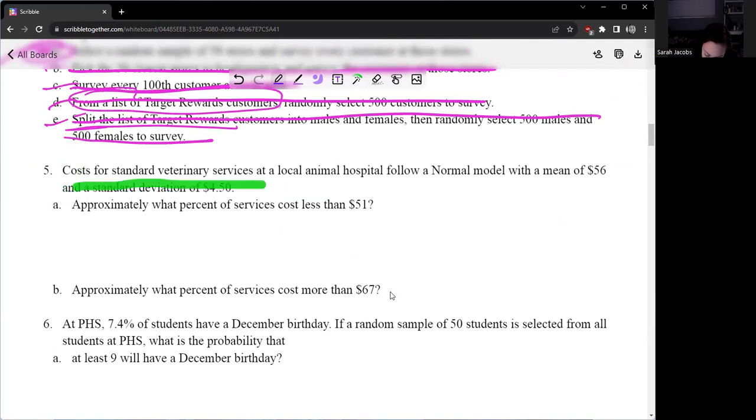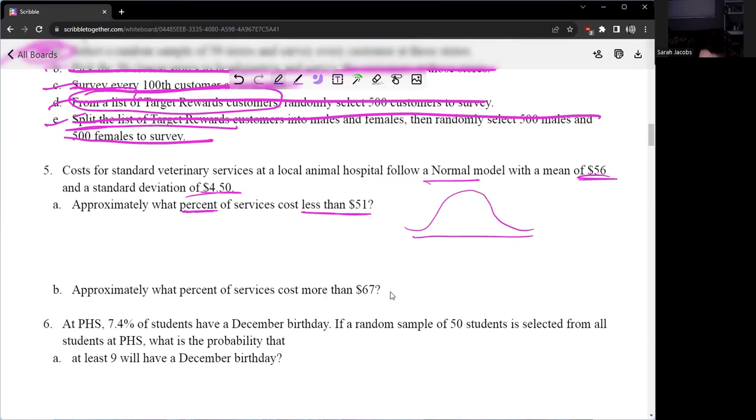Costs for standard veterinary services at a local animal hospital follow a normal model with a mean of $56 and a standard deviation of 450. Welcome back to normal world. Approximately what percent, so we want a percent, we're going to use a CDF function, of services cost less than $51. Cool. Always going to draw a little picture.